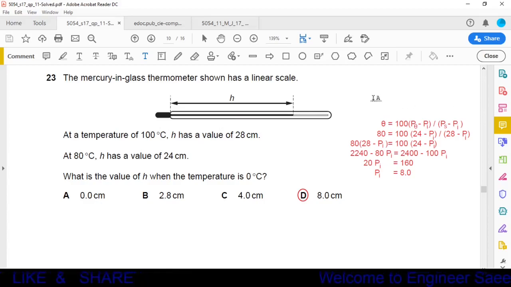Okay, now we have to substitute the numeric values. Theta is given 80 degrees at a thermometric property of 24 centimeters. So P theta will be equal to 24. This Pi we have to find out. Ps is given 28 centimeters and Pi we have to find out. Now by solving this one, we will get the answer. Pi is equal to 8. And 8 centimeters is given in option D. So option D is the correct one.